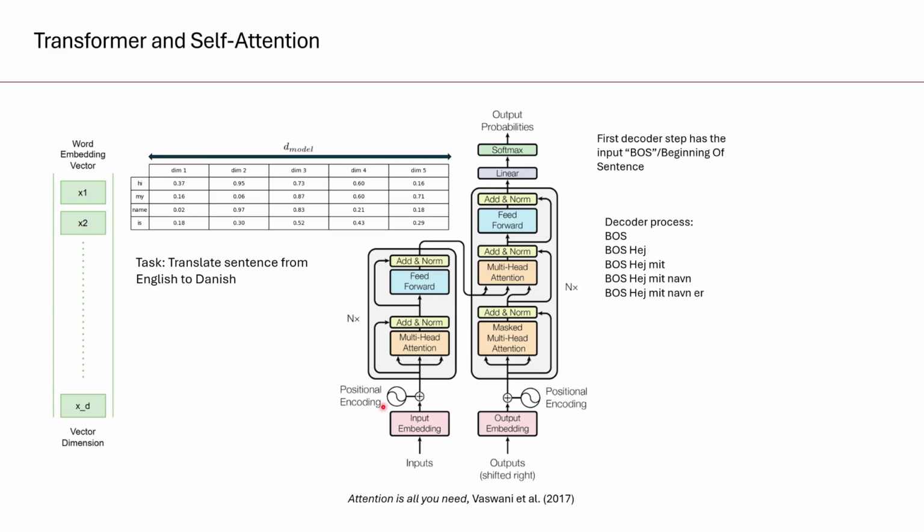Next is the positional encoding. I'm not going to go into detail with this one, just understand that the word embedding vectors are slightly changed based on their position in the sentence. Then what happens is the input is sent into the encoder.